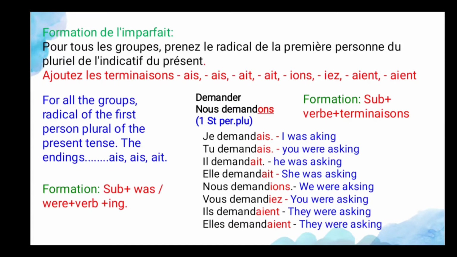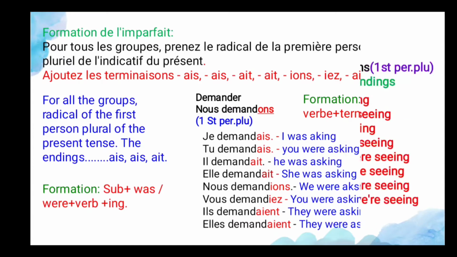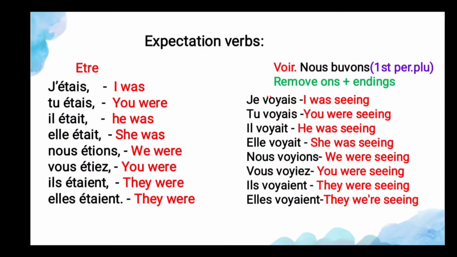See, first you have to take the verb that you have to conjugate in the present tense, and you have to take the first person plural, that is nous, and conjugate for the nous, remove the ons and add the imperfect endings. And see the exception verbs. Some exception verbs are there.